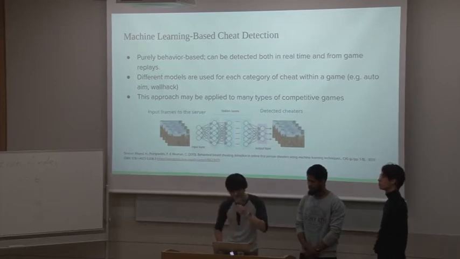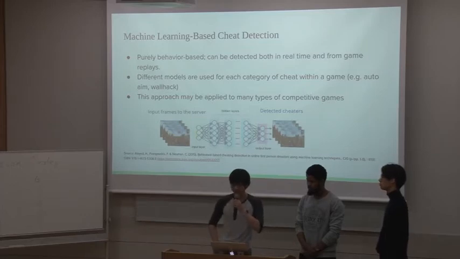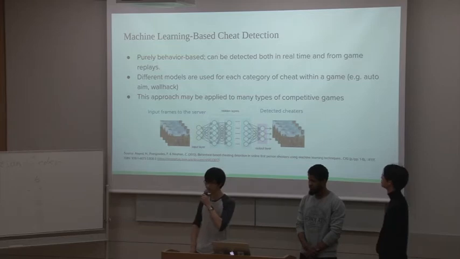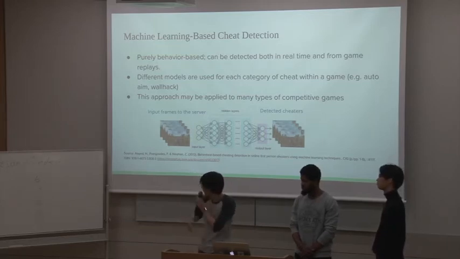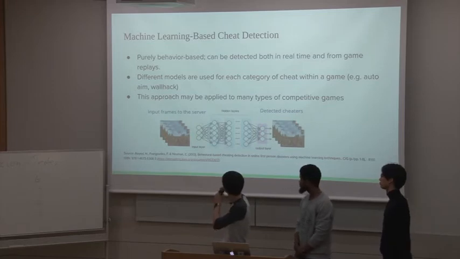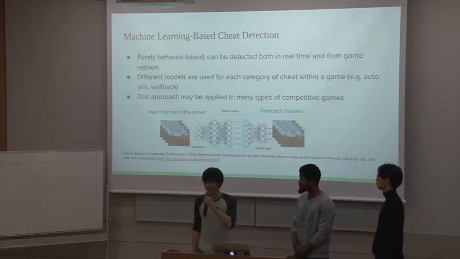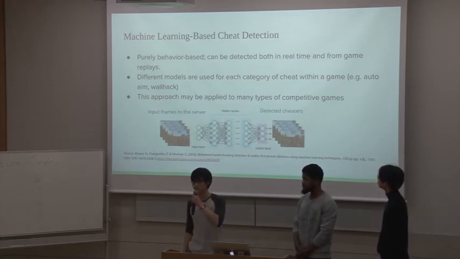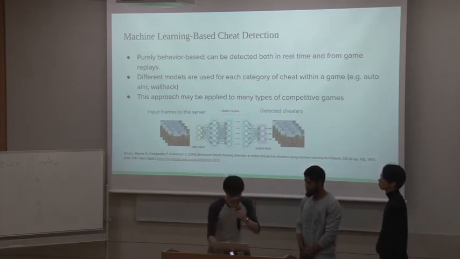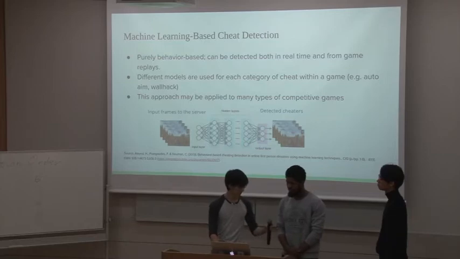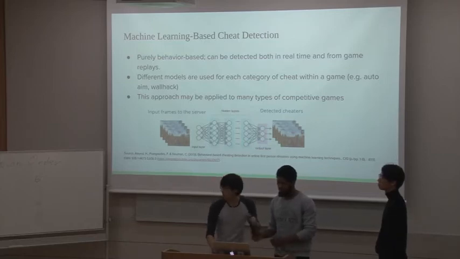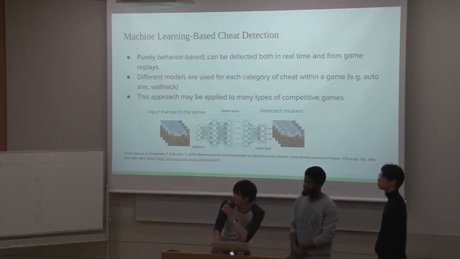This approach can be applied to many different types of competitive games, but also possibly non-competitive cooperative games as well. And this is just an image of a neural network and how it might be used to detect cheating using observation of player behavior. Over to you, Kawai.